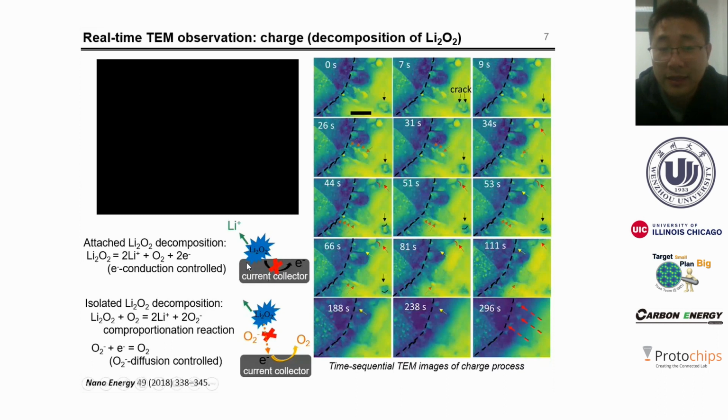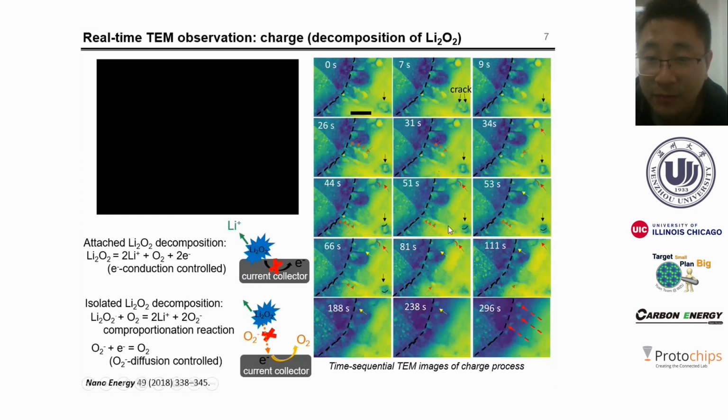In this process, because the decomposition starts at the interface between the current collector and the particle, we believe the conduction of electrons from the lithium peroxide into the current collector is the limiting factor of the reaction kinetics. For the one isolated within the electrolyte, indicated by the black arrow, an interesting phenomenon is that the initial decomposition region is always the place directly facing the current collector. That means the first decomposition region has the shortest distance to the current collector, right?